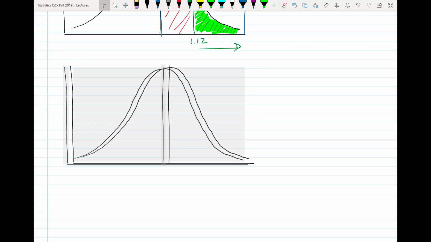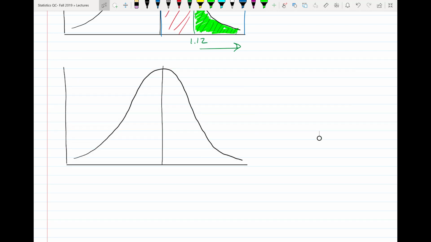Okay, in this case, we're interested in the probability that a score is in this area over here. We'll make it, again, a z-value of 1.12, but this time negative 1.12. Why negative? Because we are to the left of the mean.